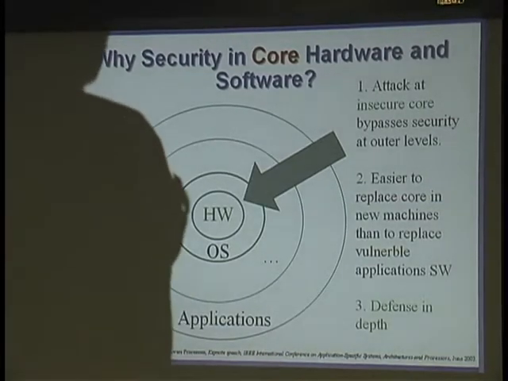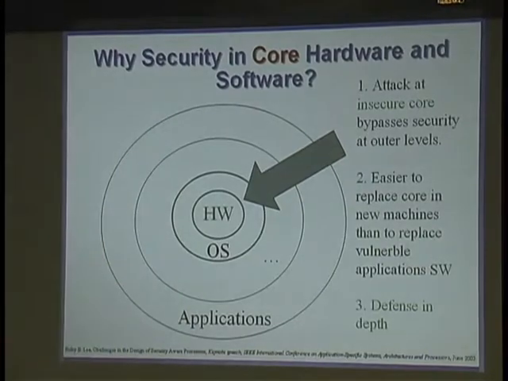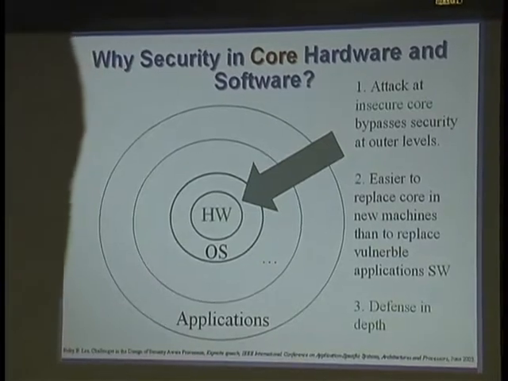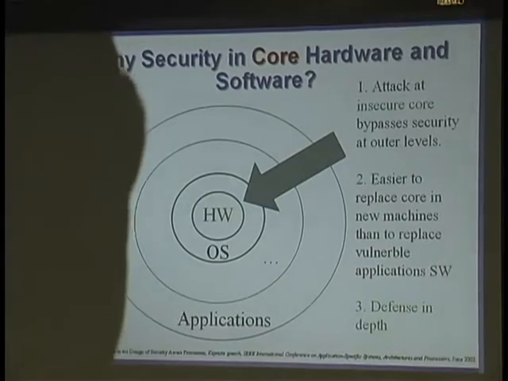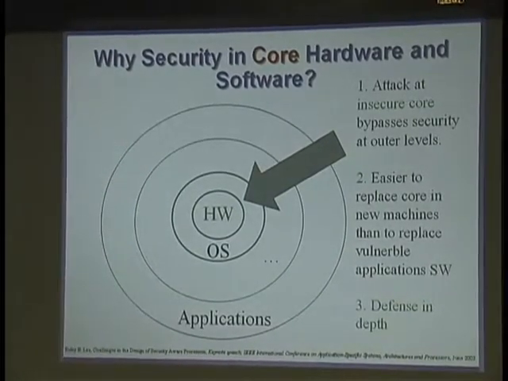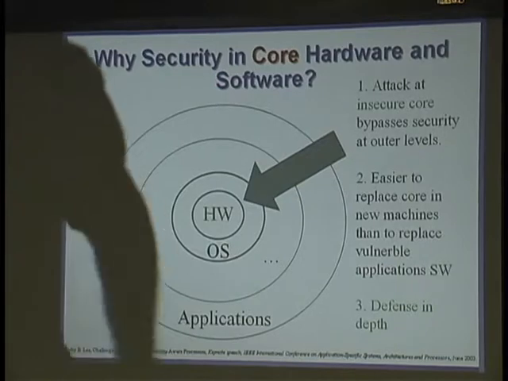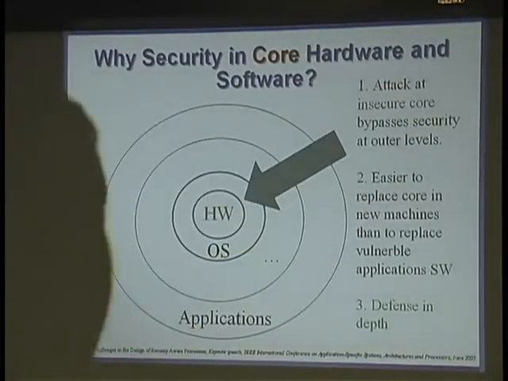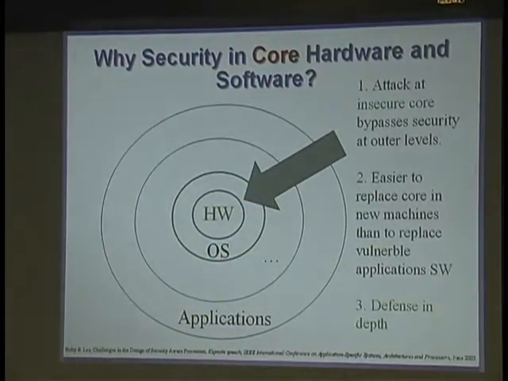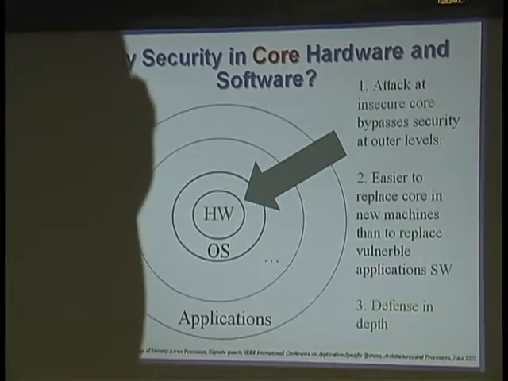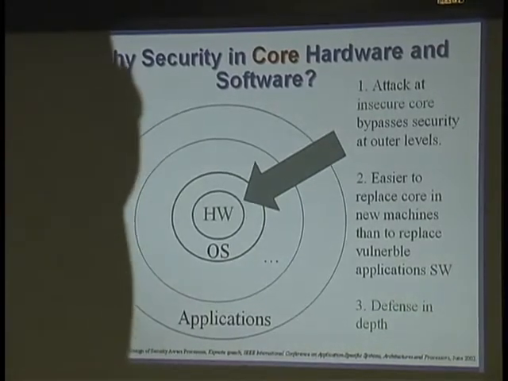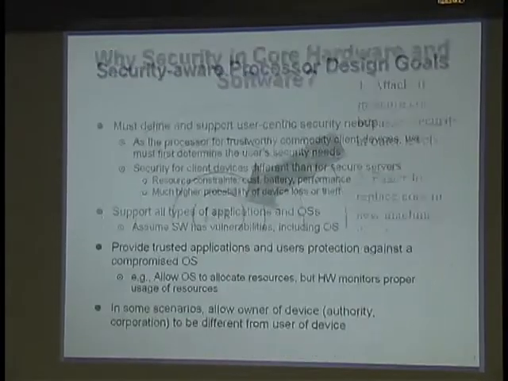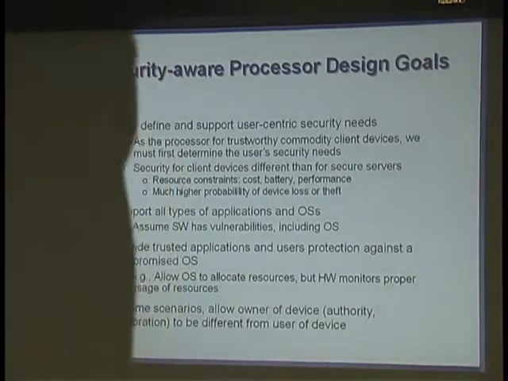So why security in the core hardware and software? Well, it seems if people attack at the insecure core, they bypass all your security at higher software levels. And secondly, it seems it's easier to replace the core in new machines. You only have to deal with a few vendors than to replace all the vulnerable software out there. And third is defense in depth, because after all, the processor is the final thing that runs all the software, and the software is the source of all the majority of vulnerabilities.